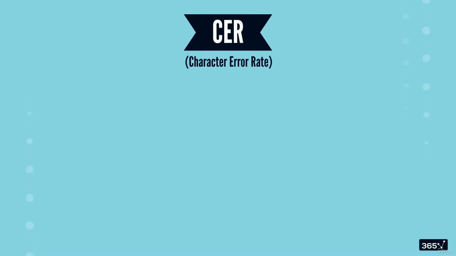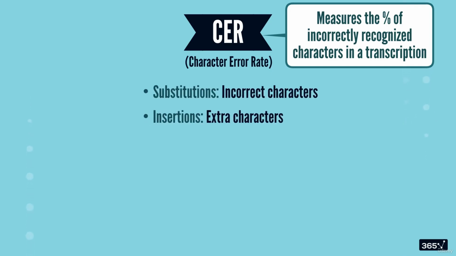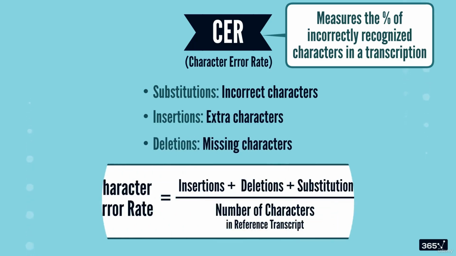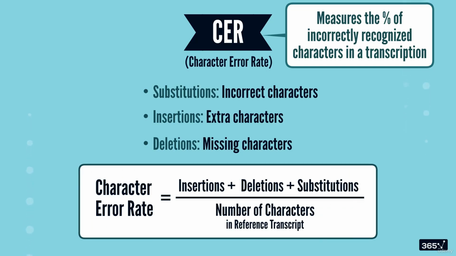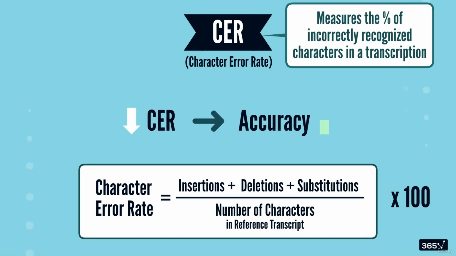CER, on the other hand, focuses on individual characters rather than entire words. Like WER, CER considers substitutions, incorrect characters, insertions, extra characters, and deletions, missing characters. It calculates the total number of these character errors divided by the number of characters in the reference text, then multiplies by 100 to give a percentage. A lower CER means the system is more accurate in recognizing the correct characters. Good.